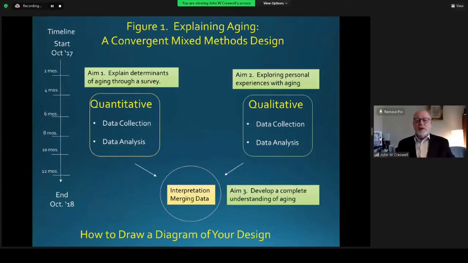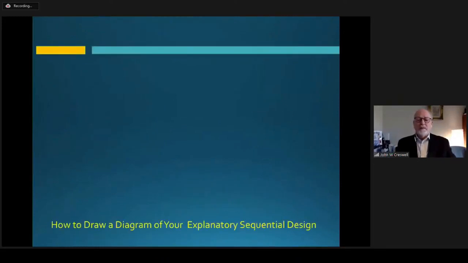We can also put a timeline in on this drawing. This is very helpful, especially for graduate students, who can now indicate to their committee members and advisor when they plan to finish the project. I know the timeline may change as you go through your project, but still you can put a timeline in on this. That's how you draw a diagram. I would have you draw a diagram for convergent design, if that's the design that you've chosen to use. You're going to merge the two databases.